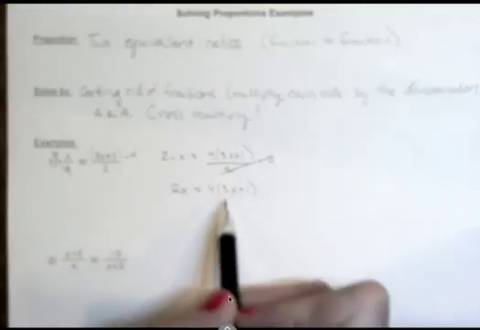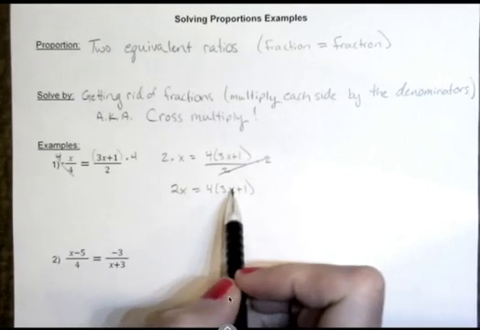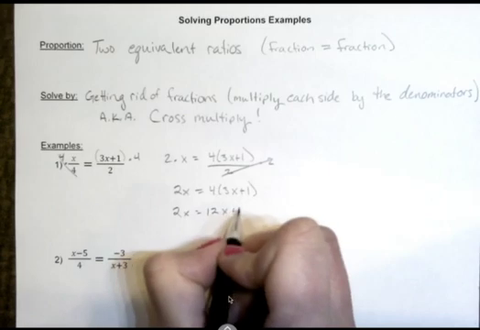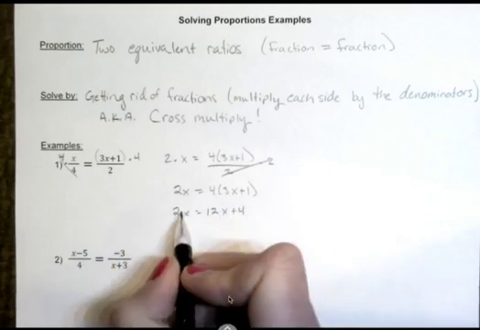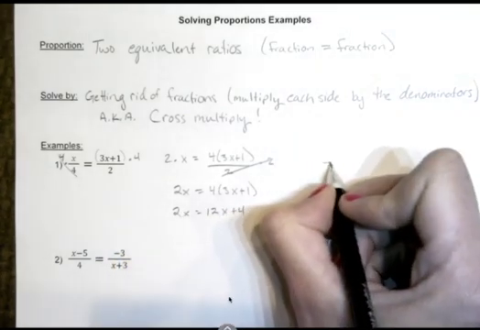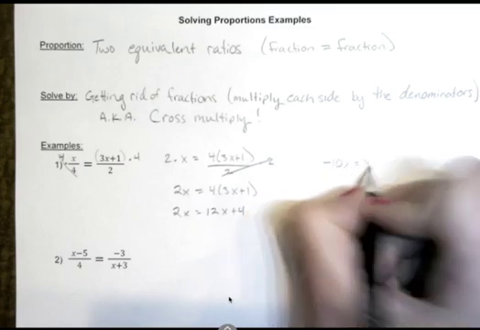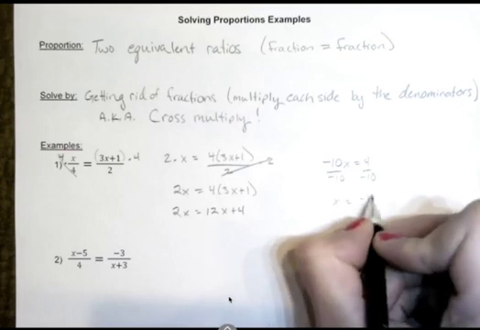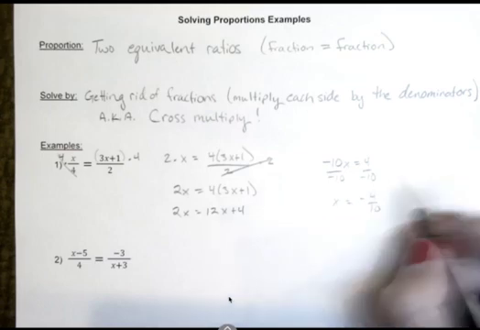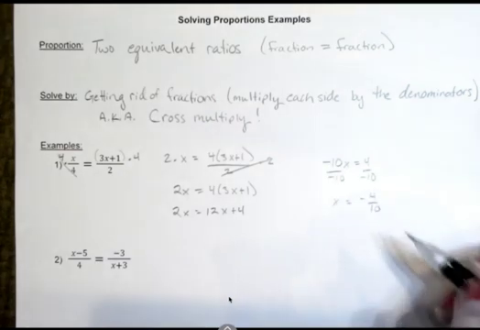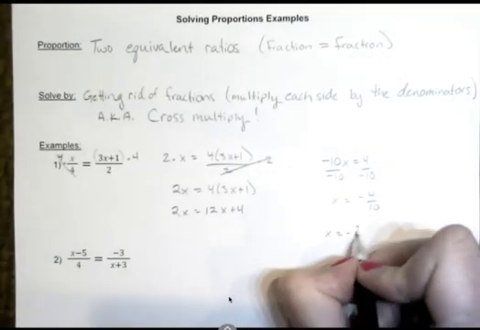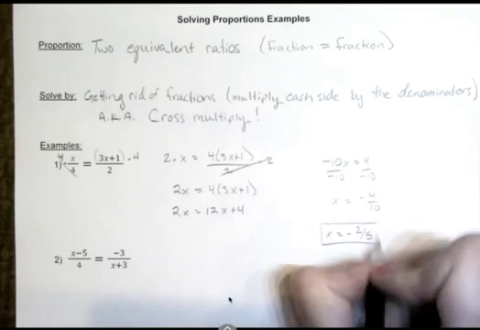Now to solve this, I'm going to go ahead and distribute my 4. So I've got 2x equals 12x plus 4. I'm going to subtract my 12x over. Now I've got negative 10x equals 4. Divide by negative 10. I'm going to leave my answer as a fraction here, but I'm going to reduce. 4 goes into 10, it doesn't go in evenly, but I can divide both of those by 2. So we've got negative 2/5.